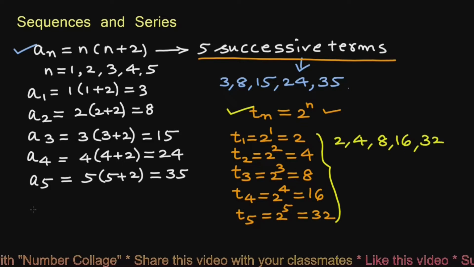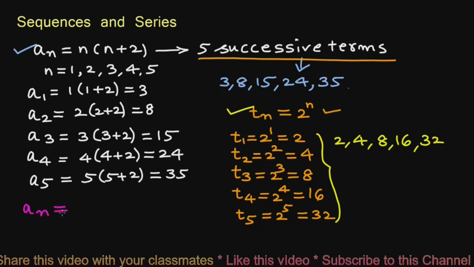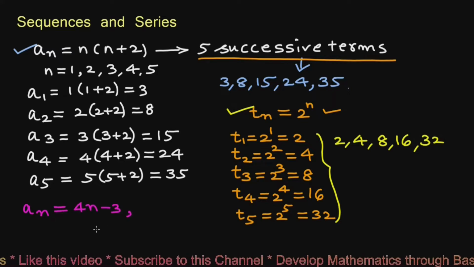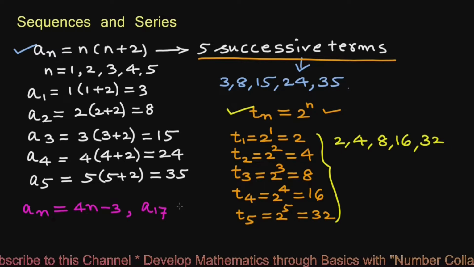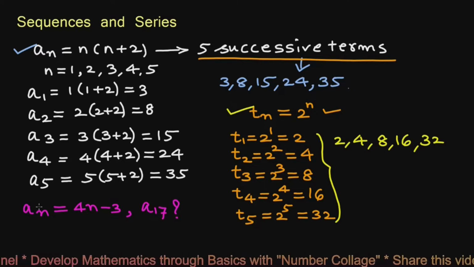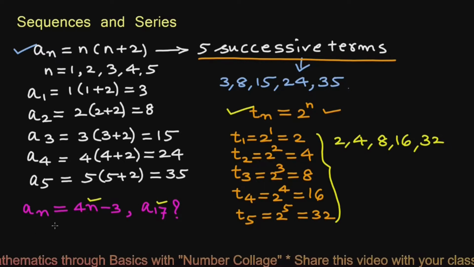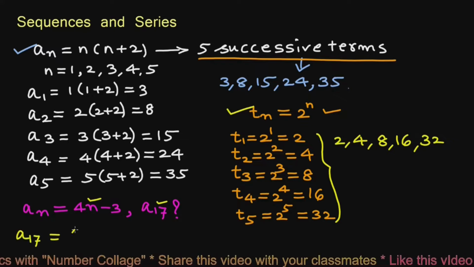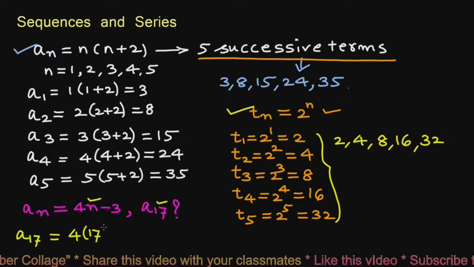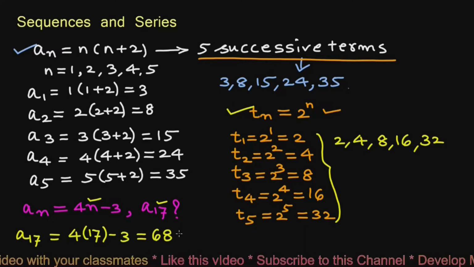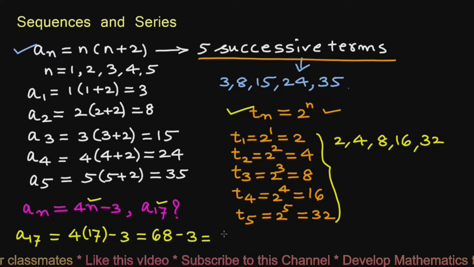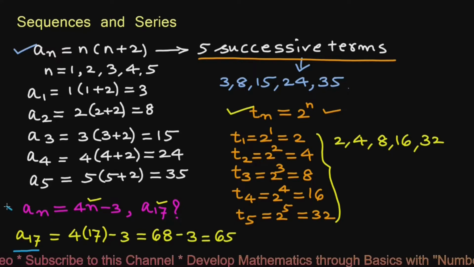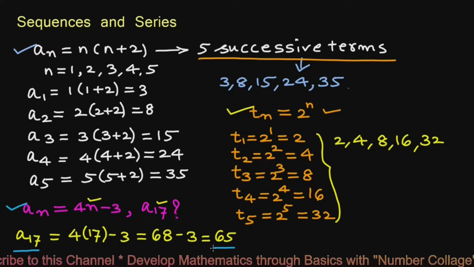If we are given nth term an equals 4n minus 3, then how to find its 17th term? In place of this n, we have to put 17. So the 17th term a17 will be 4 multiplied by 17 minus 3. 68 minus 3, that will be 65. So the 17th term of this sequence will be 65.